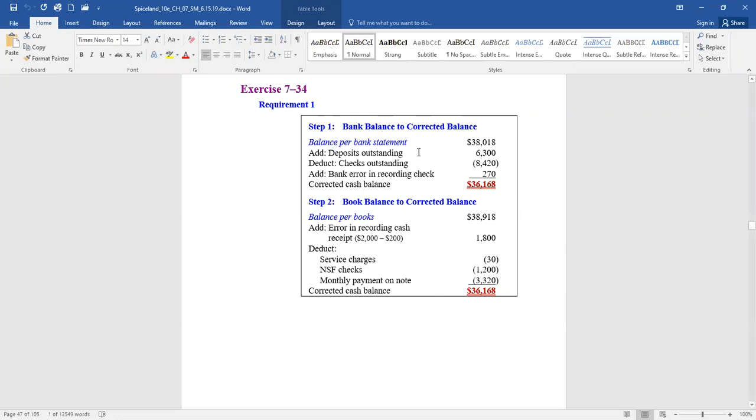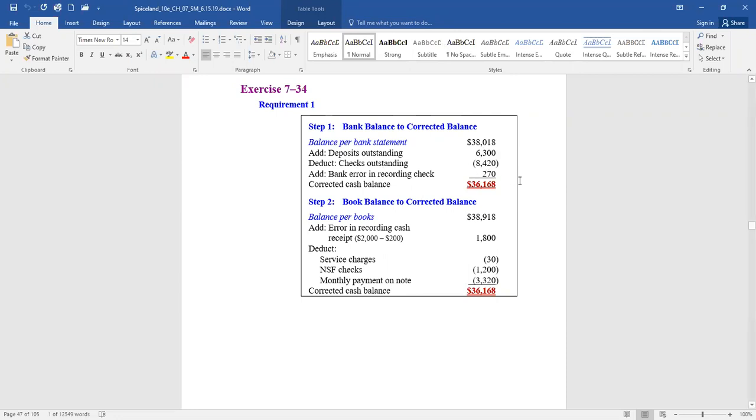So we're starting here with the balance from the bank statement, and we always start with the ending balance from the month. At the end of July, there was $38,018 in the bank. They go on to tell us there are deposits in transit, or deposits outstanding. These are deposits that are recorded on the company's checkbook but are not on the bank statement. Well, then we add them because they're missing from the bank statement. We deduct checks that have not been cashed by the bank. They are on our checkbook as a deduction, but they're missing from the bank statement.